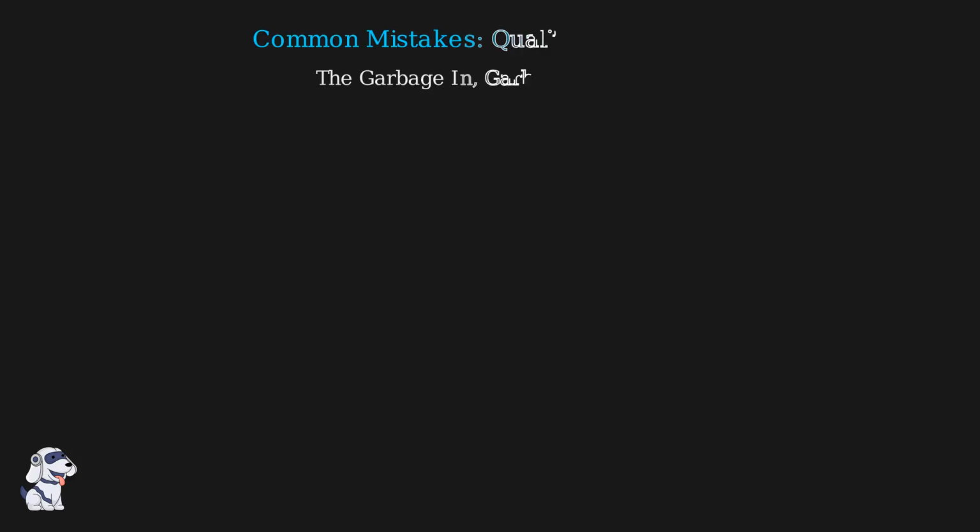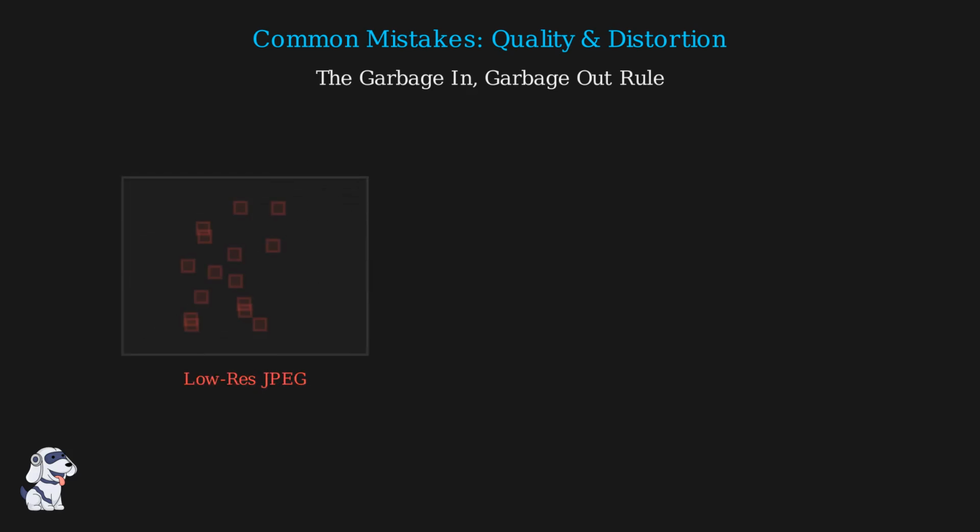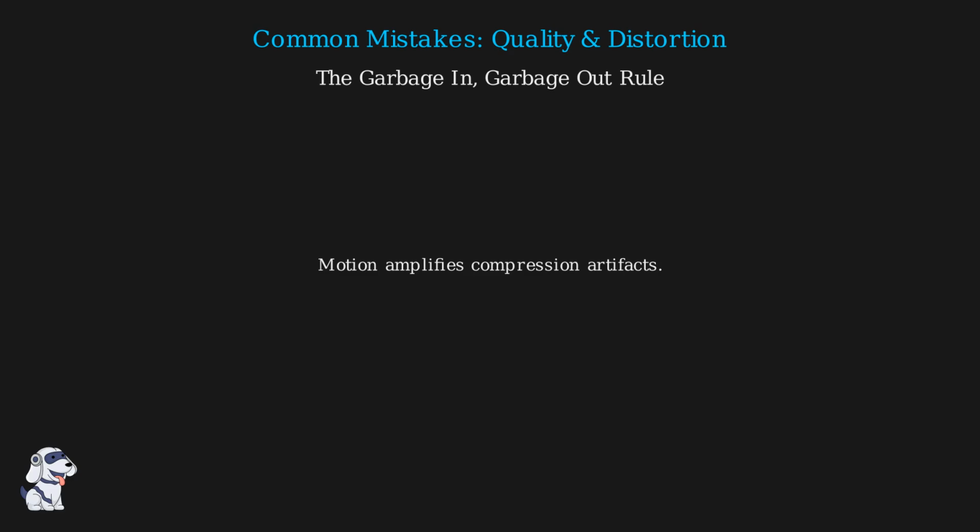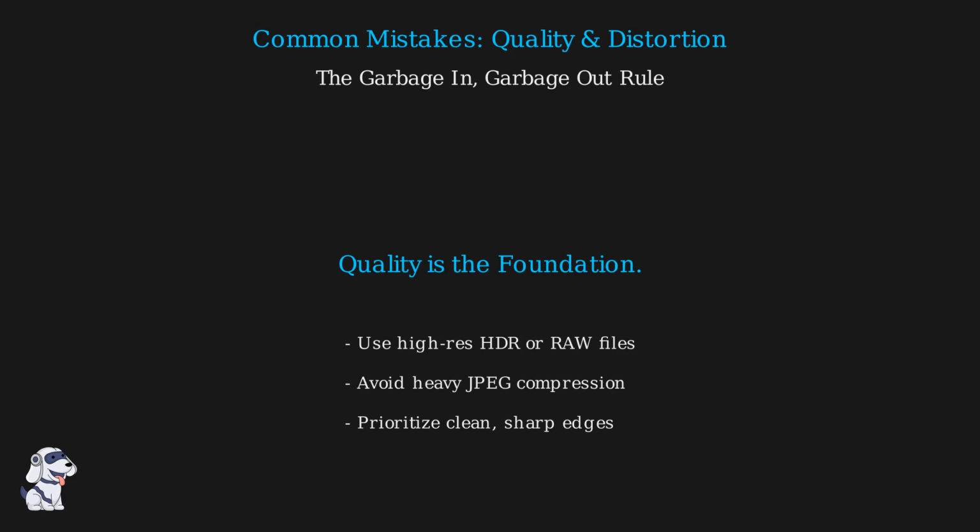The biggest mistake in cinematic photo animation is using low-resolution, heavily compressed JPEG sources. Remember the golden rule: garbage in, garbage out. When you apply motion to a low-quality image, the AI doesn't just animate the subject. It aggressively magnifies every compression block and pixel artifact present in the source. Always prioritize high-resolution source files. The cleaner your input, the more cinematic and stable your final output will be. Quality is the foundation of successful photo animation.